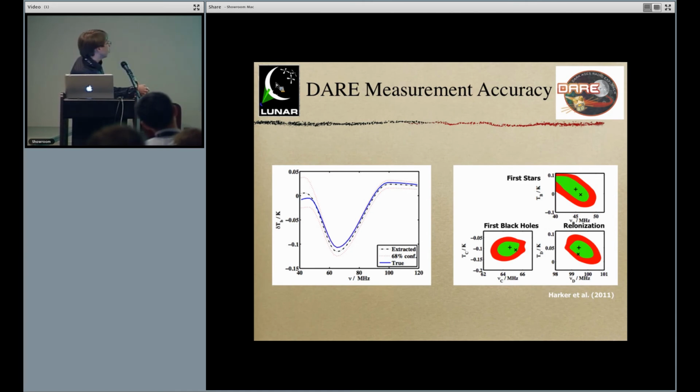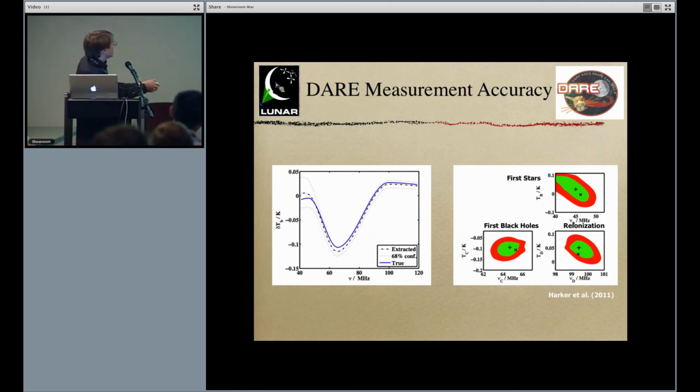The right-hand plot is showing quantitatively how well we can constrain the locations and amplitudes of these turning points. This one here, and this one here. All right, so the first star's turning point, it turns out we can't do real well on. That's sort of at the edge of our band, and it's also the hardest one to clearly distinguish. But still, we get its location within a few megahertz. The other two we get very, very precisely.